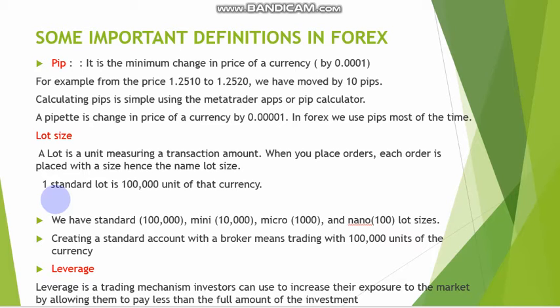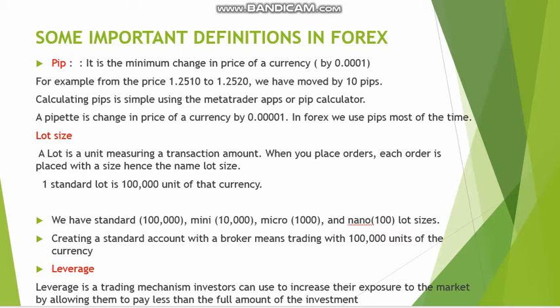So in forex, one standard lot is 100,000 units of that currency. If you are buying one lot of USD CAD, that means you are buying 100,000 of that US dollars. I don't know if we're understanding. Alright, that's just a simple thing.